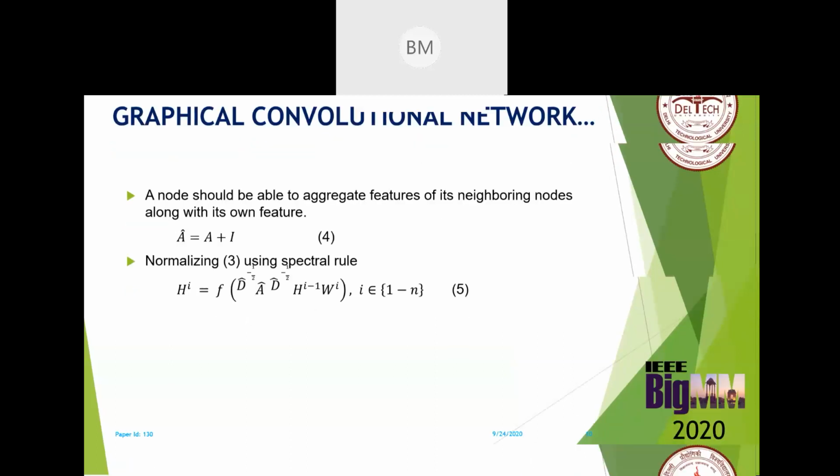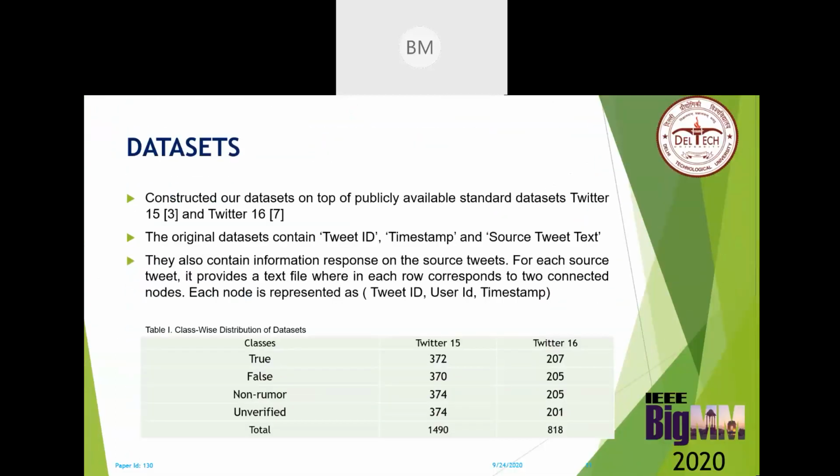Now, coming towards our data set, we are using two publicly available benchmark data sets, Twitter 15 and Twitter 16. Both of these data sets are given by Jing Ma. We are constructing our data sets on top of these data sets. The original data set contains a file which has, for each row, tweet ID, timestamp, and source tweet text. Apart from this file, the original data set also contains a separate text file for each source tweet, which tells about the propagation pattern of each source tweet. This text file contains rows that correspond to two connected nodes. The connection between these nodes means that the second node has responded to the tweet of the first node. And each node is represented as tweet ID, user ID, and timestamp.